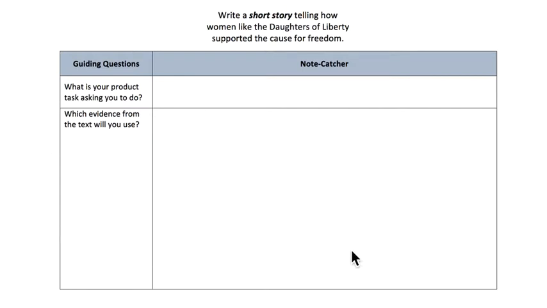First I'm looking at our note catcher, and I see my 2 guiding questions. The first: what is your product task asking you to do? Looking back at my prompt, write a short story telling how women like the Daughters of Liberty supported the cause for freedom. I know that I am being asked to write a short story that's really focused on how these women supported freedom during this time. Notice here I abbreviated Daughters of Liberty to DOL. I'm going to do that throughout our outlining process in order to save time, so I'm just going to remember that DOL stands for Daughters of Liberty.